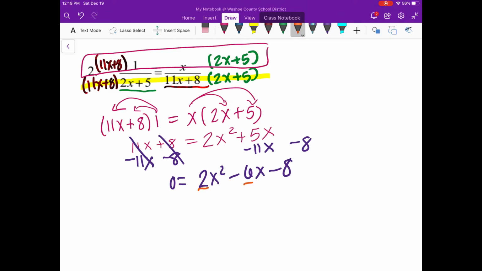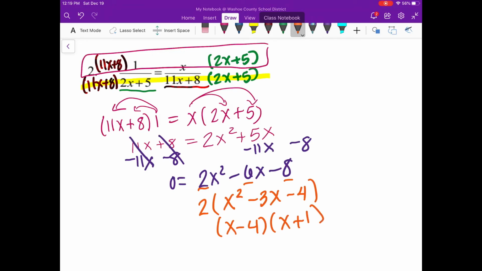Okay, I'm going to factor this out. First, by taking out a greatest common factor here, they all have a 2 in common. So I'm going to factor out a 2. And that gives me x squared minus 3x minus 4. Then I can factor that out a little bit more. So two numbers that multiply to a negative 4 but add up to a negative 3. That would be x minus 4, x plus 1. So when I set each factor equal to 0, my answers are x equals positive 4 and x equals negative 1.